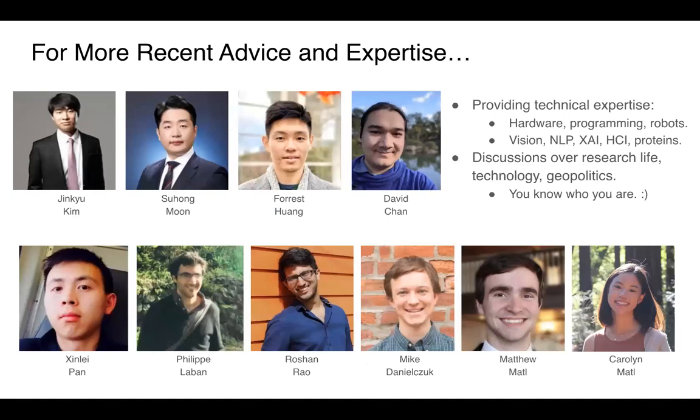Other people who provided recent advice and technical expertise include the people shown here. One thing, especially with John's lab, is that it is very diverse in terms of research. There are people who do vision, NLP, explainable AI, HCI, and even research with protein. So I've gotten a brief sense of what's happening in those other areas. I've also had discussions about research life, technology, and geopolitics. So if you're listed on this slide, you know who you are when I say these things.